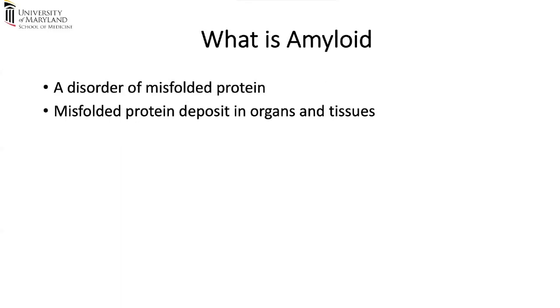So what is amyloid? It's a disorder of misfolding proteins, and misfolded proteins deposit in organs and tissues. And they deposit in all the organs, all the tissues, including the heart.